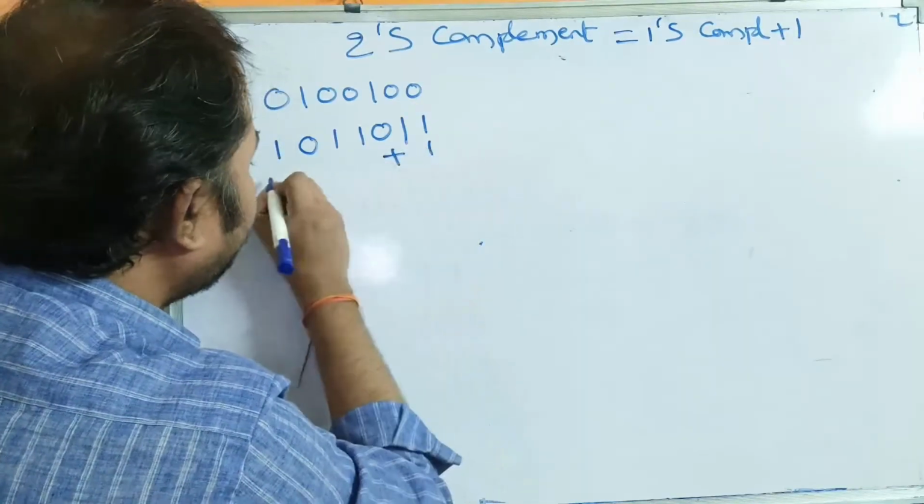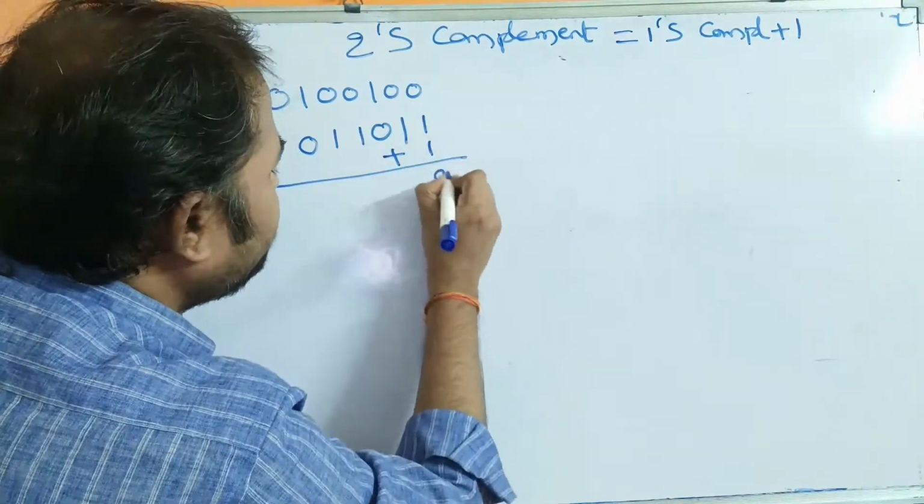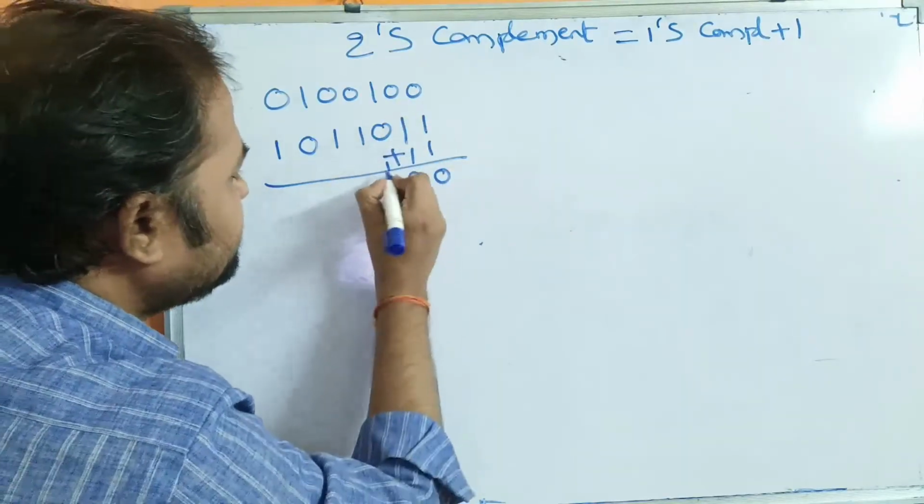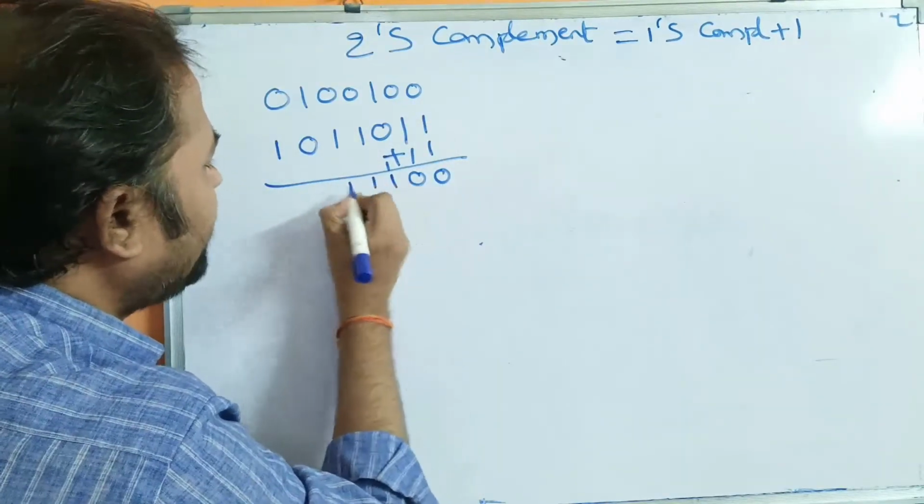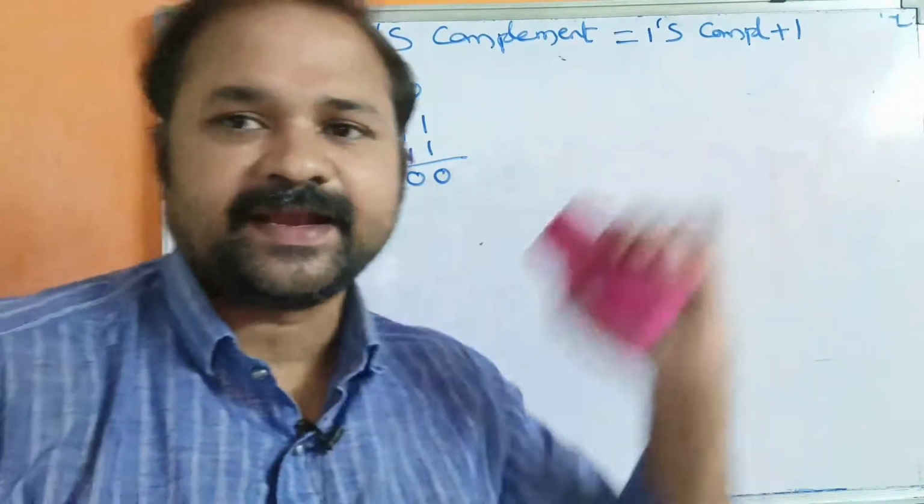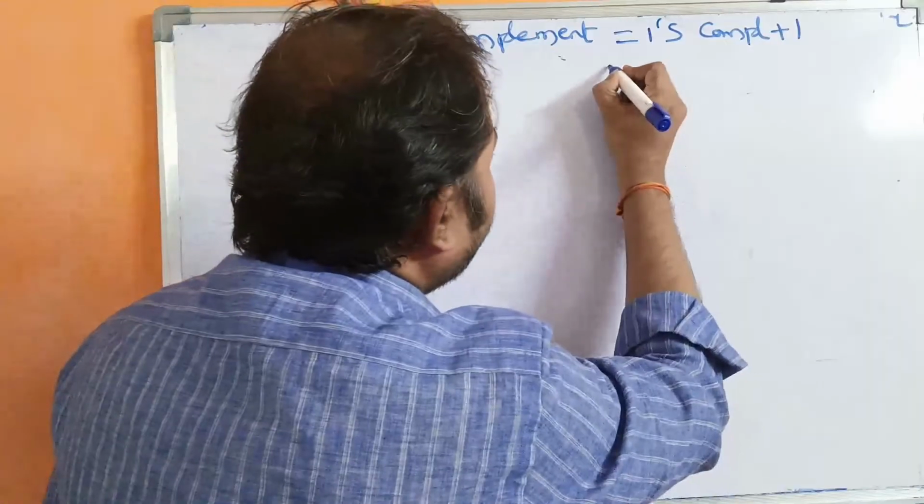Now we have to add 1 to this. So 1 plus 1 means 0 with a carry 1. 1 plus 1 means 0 with a carry 1. 0 plus 1 means 1. Next 1, 1, 0, 1. 1, 0, 1, 1. This is the output. Now let us take another example. Let me have a string like this.